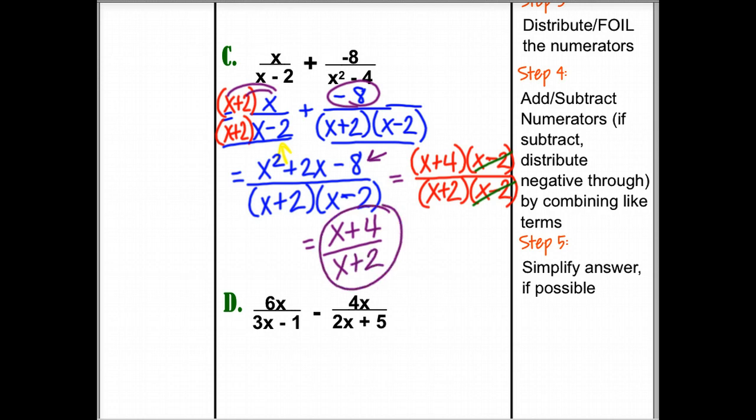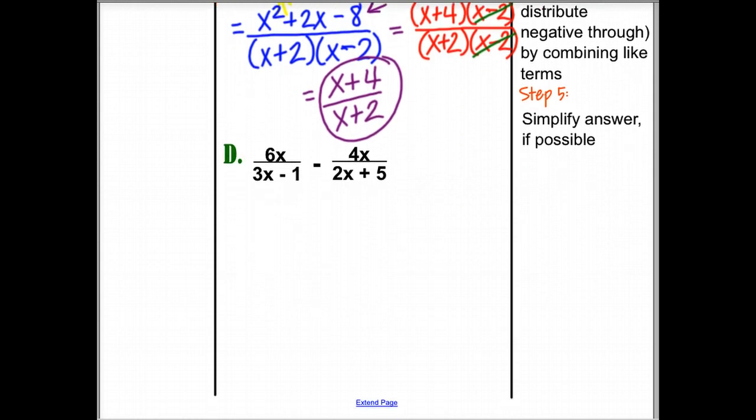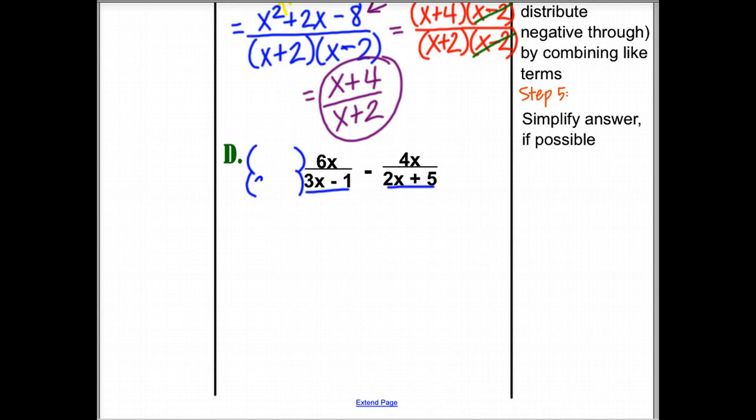Let's now look at the last example, which is subtraction. I don't have anything that I can factor, but I do see that my common denominator is going to be both this times this. So that means that this first fraction is missing the 2x plus 5. And over here, that means that this rational expression is missing the 3x minus 1.